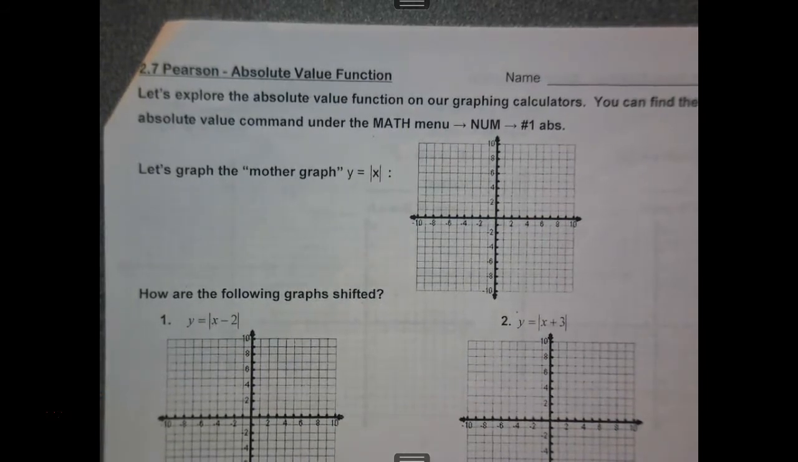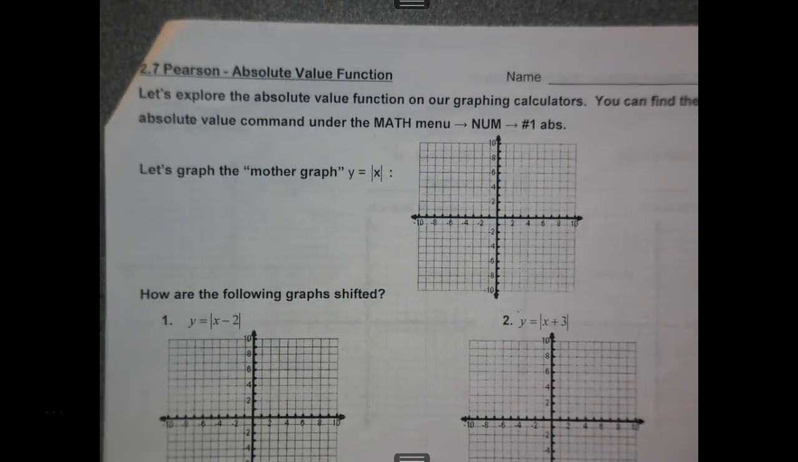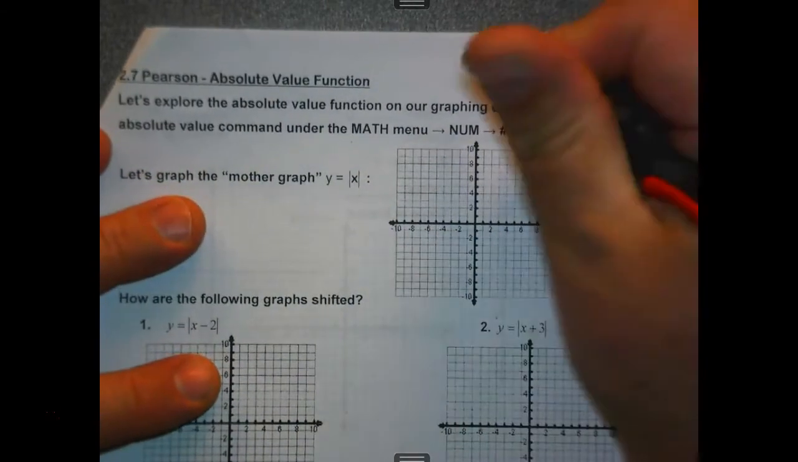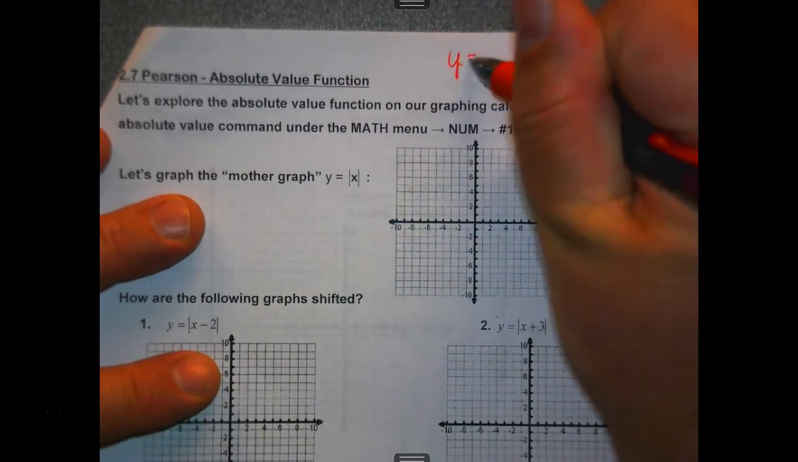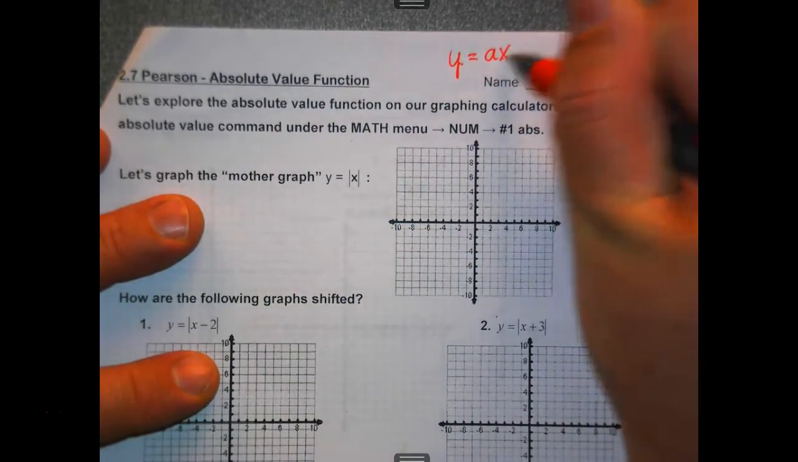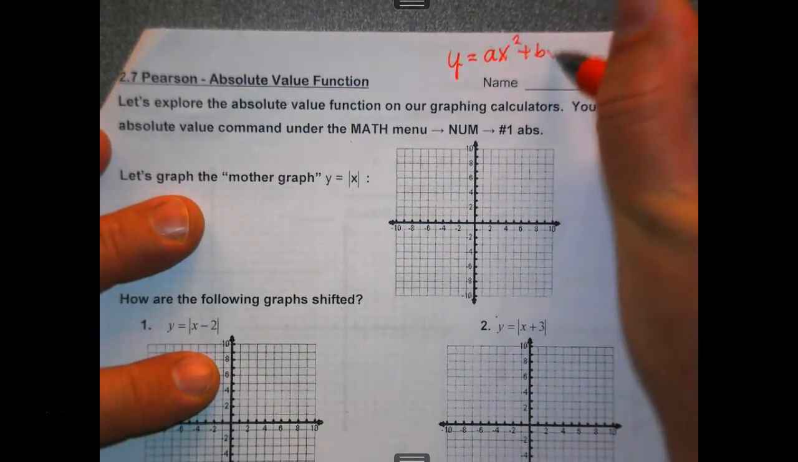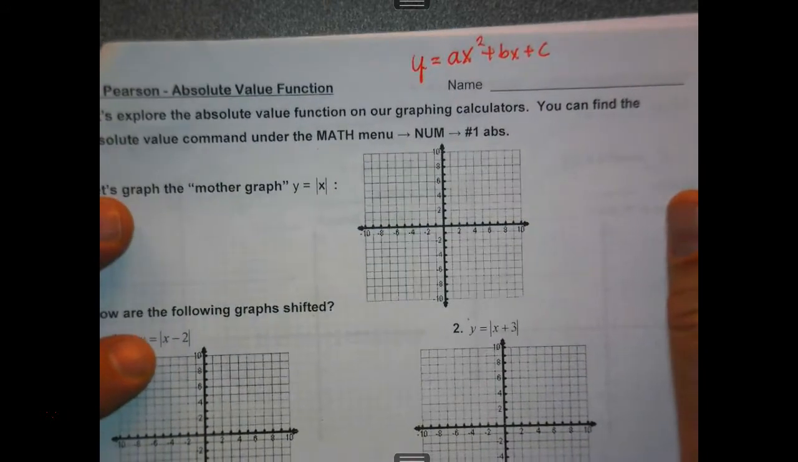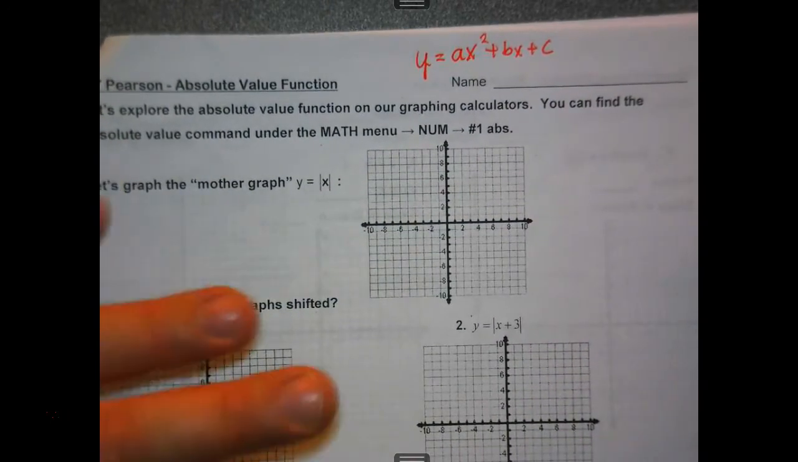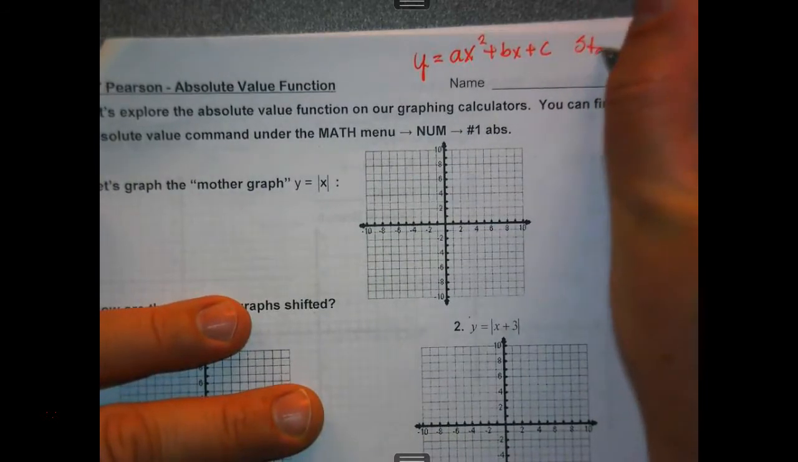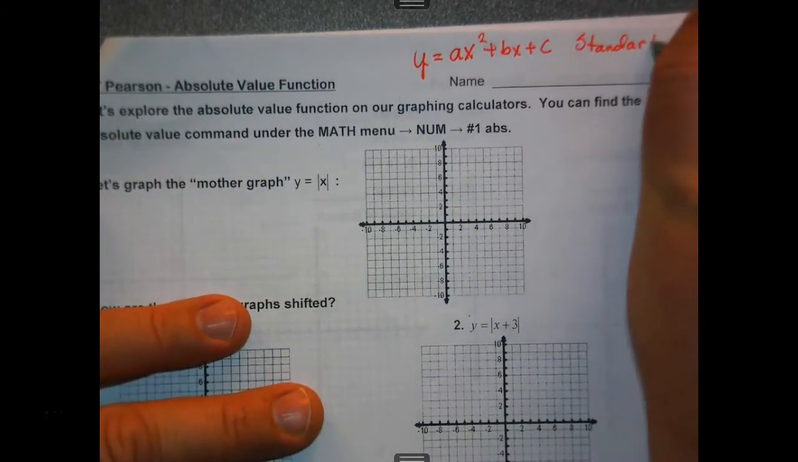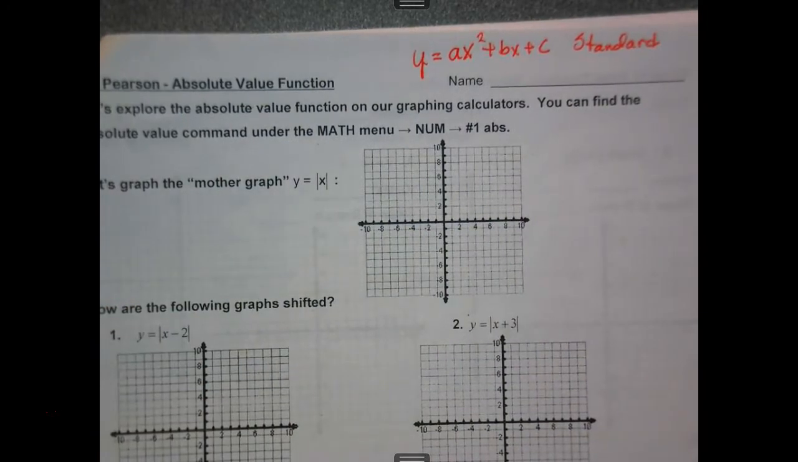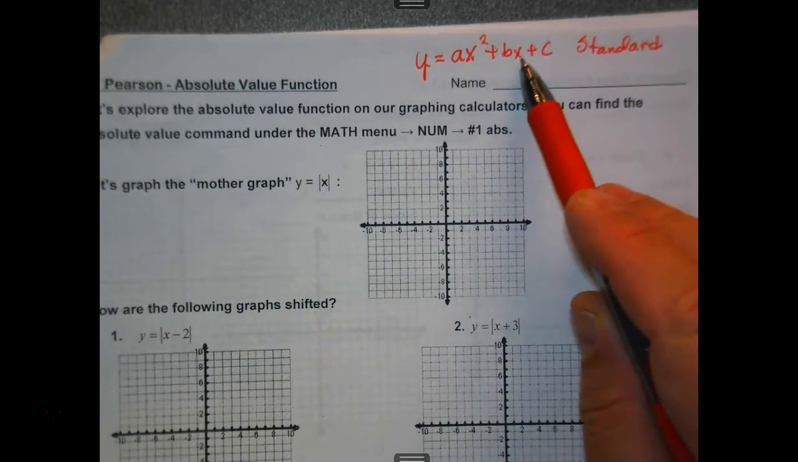All right. You guys remember way back in Algebra 1, you did y. In fact, we did it in here, didn't we? We talked a little bit about y equals ax squared plus bx plus c. That was called standard form, right? Now, back in Algebra 1, you were supposed to do some transformations of this quadratic equation.